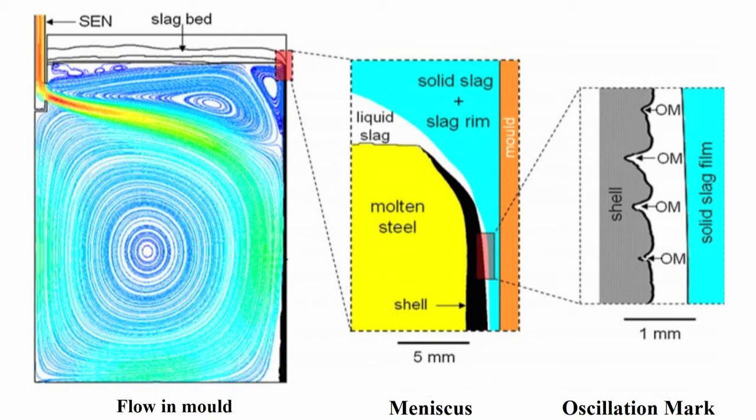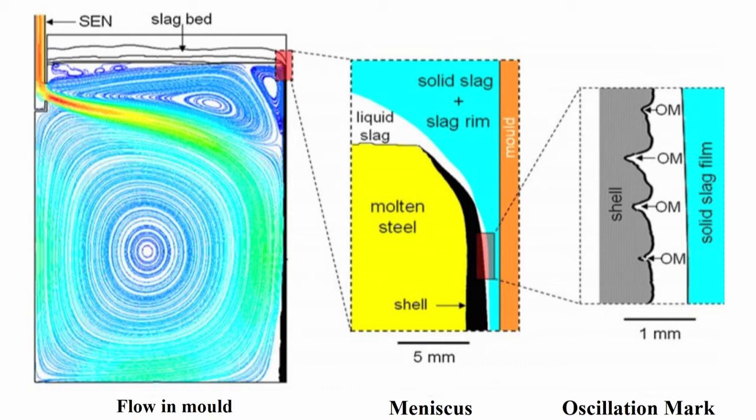So, you have understood that inside the mold, liquid steel is coming from the submerged entry nozzle. It is hot, it has a superheat. That means the temperature of the liquid steel is above the liquidus temperature. So, there is a heat content in the molten steel, which has to be taken care of. How is it taken care of in the mold?